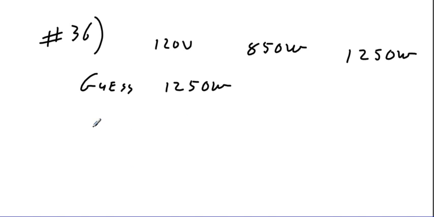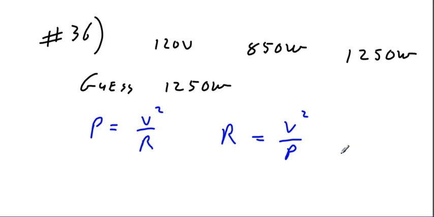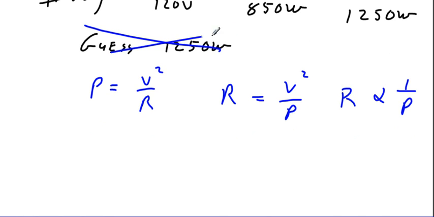Now I'm going to have to calculate something. So power is voltage squared over R, which means resistance is voltage squared over P, which means resistance is proportional to 1 over the power, which means my guess is wrong. That means that the guy with the least power will have the most resistance. Therefore, the 850 watt guy has the most resistance.